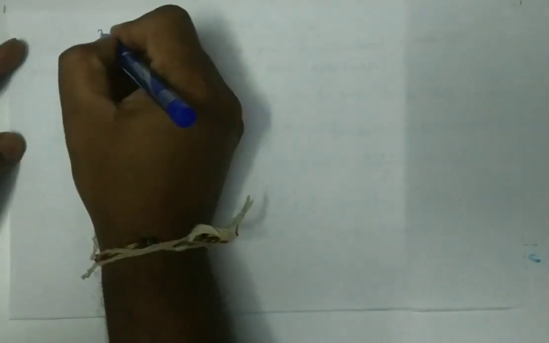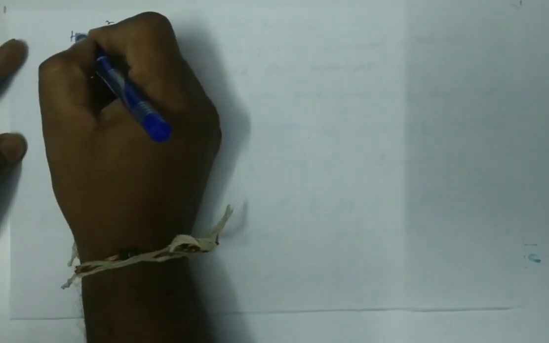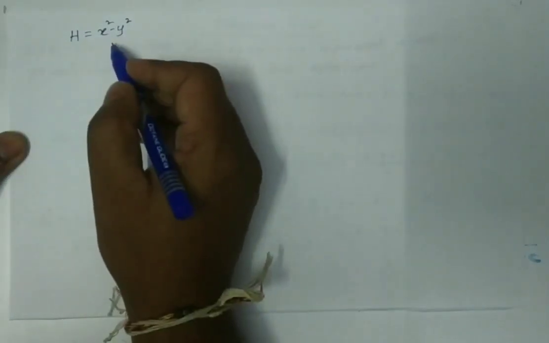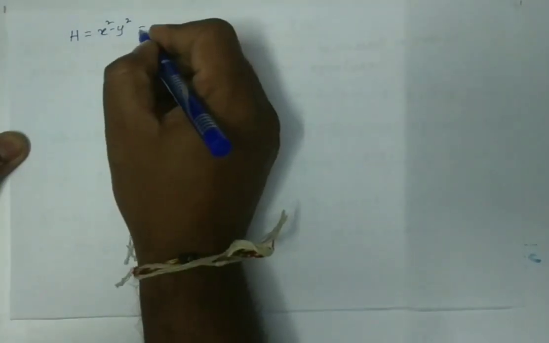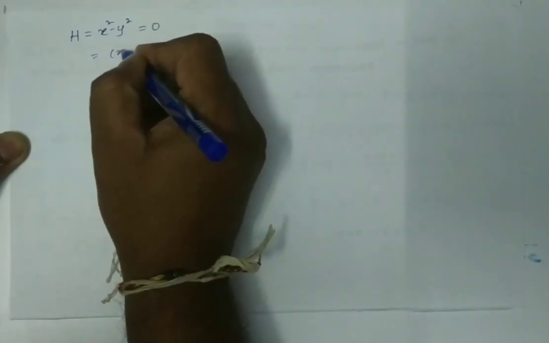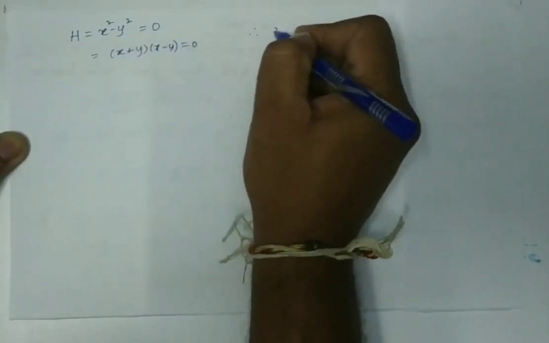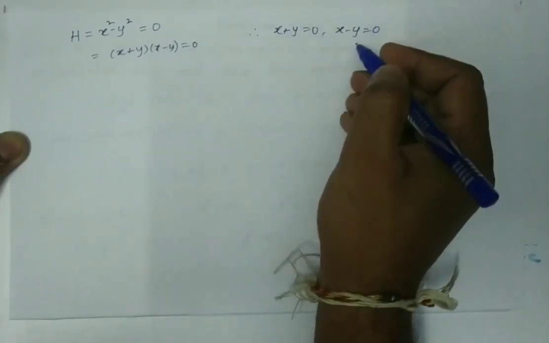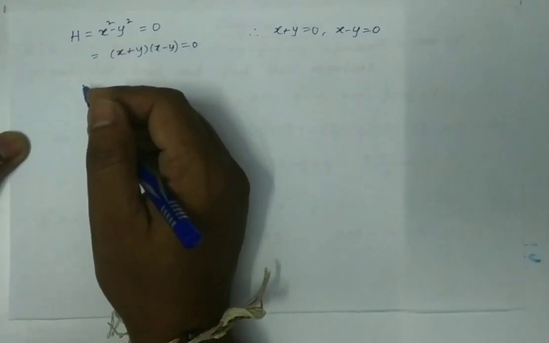So x square minus y square is the homogeneous second degree equation, which is equal to some h. First we have to find the pair of straight lines represented by this equation. Here x square minus y square is nothing but x plus y into x minus y equal to 0. Therefore x plus y is equal to 0 and x minus y is equal to 0 represent the pair of straight lines represented by the equation h is equal to 0.